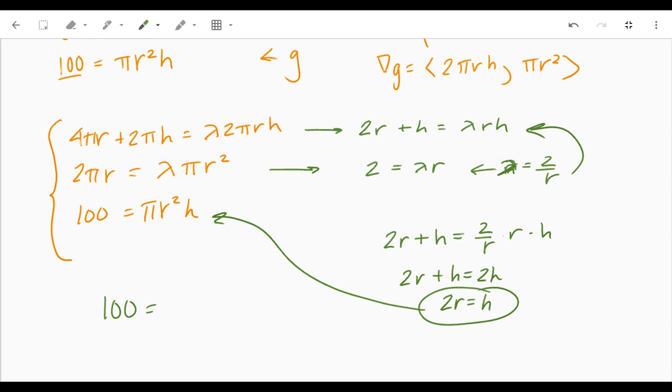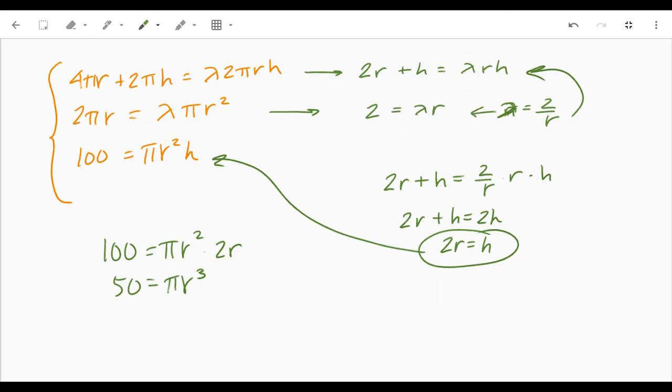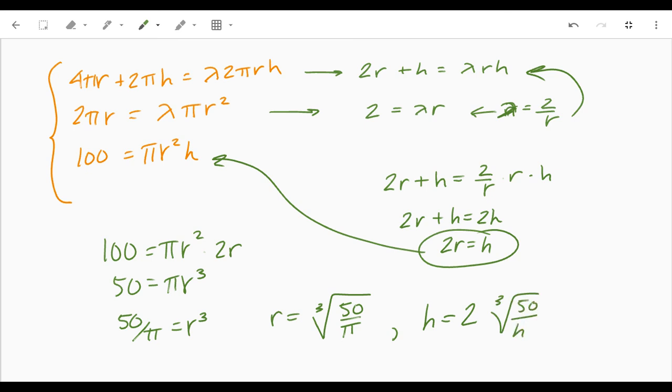100 equals pi R squared times 2R. So 50 is pi R cubed. 50 over pi is R cubed. So R is the cube root of 50 over pi. And then H would be 2 times the cube root of 50 over pi.